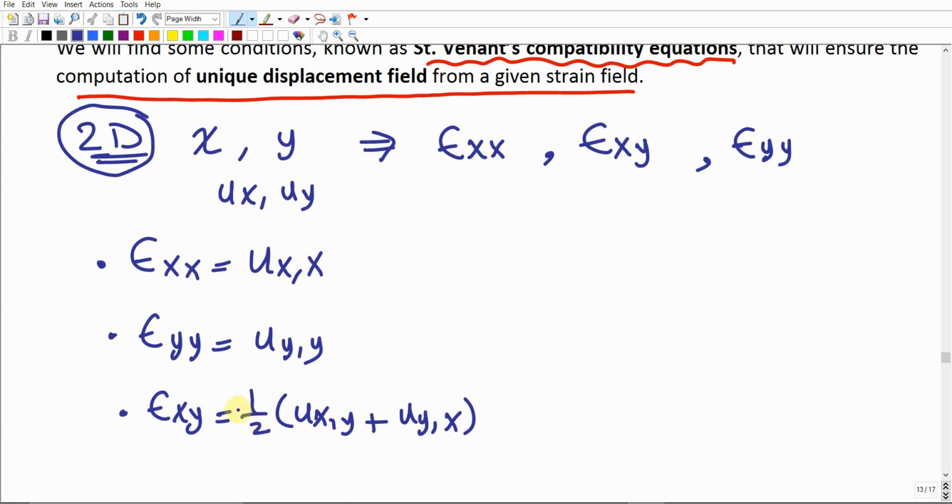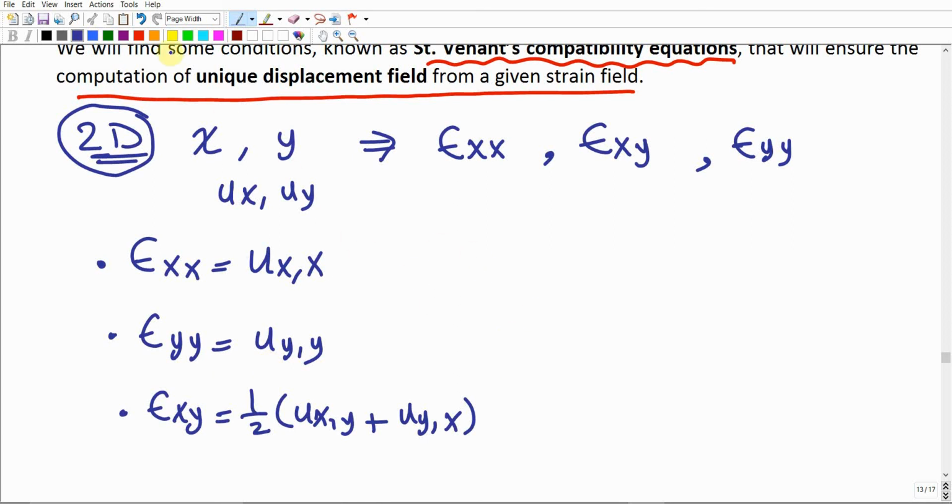So it means that if these 3 strain components are consistent and compatible, there is a condition that we would like to derive here. If they are compatible, we should end up with the same solution, with the same ux, uy, no matter which 2 equations you are going to use. Any 2 equations, you're going to end up with a unique ux and uy.